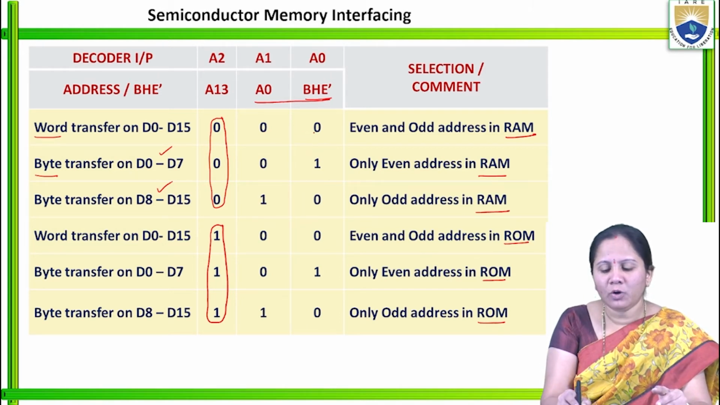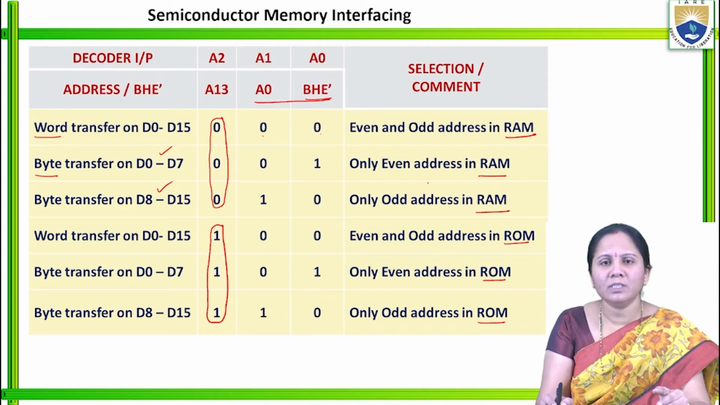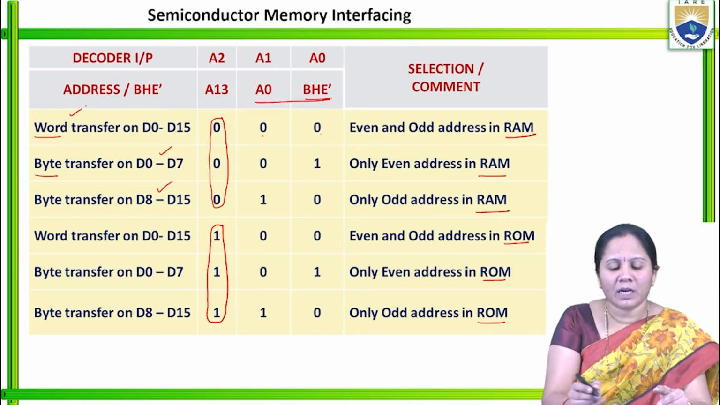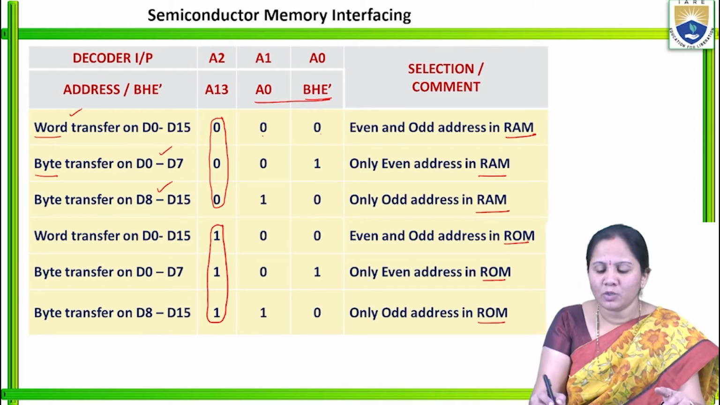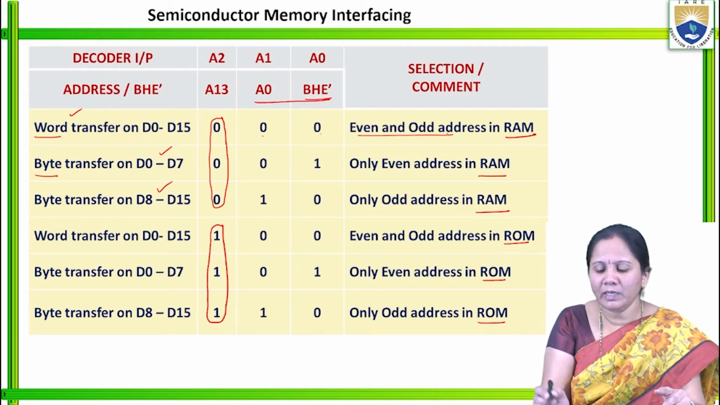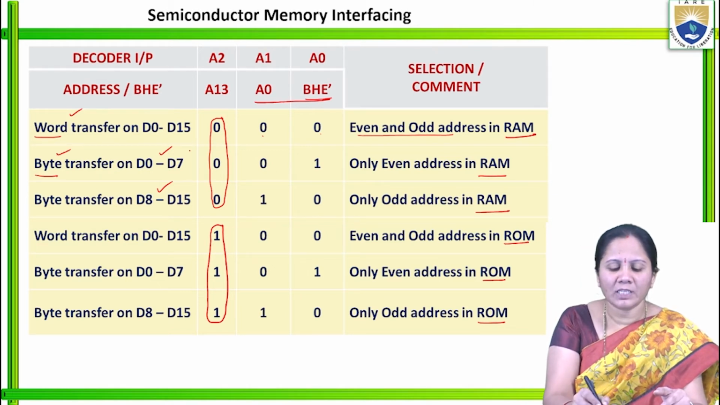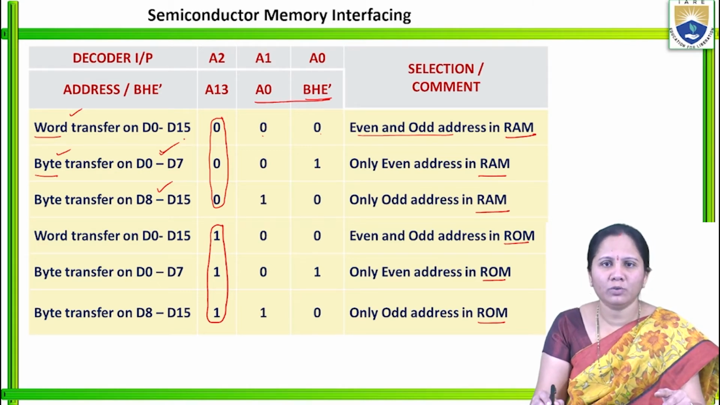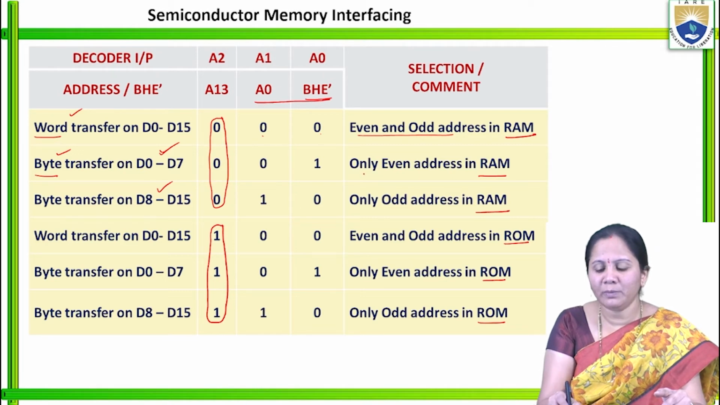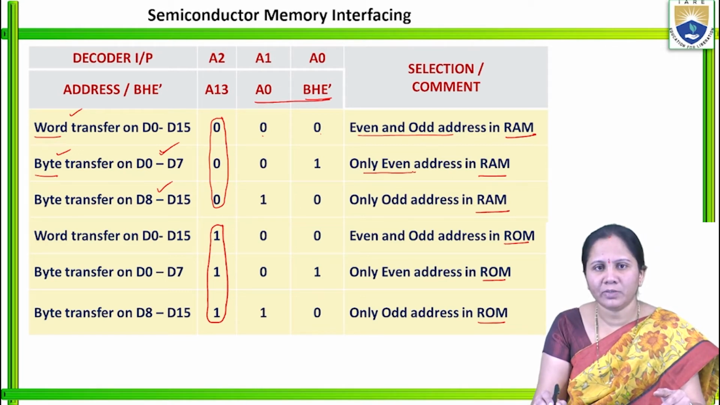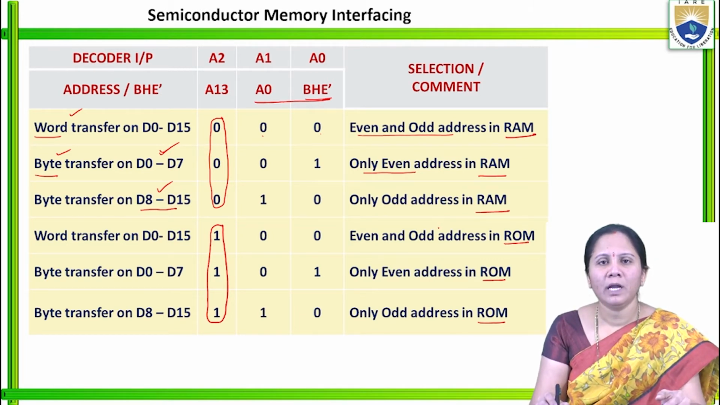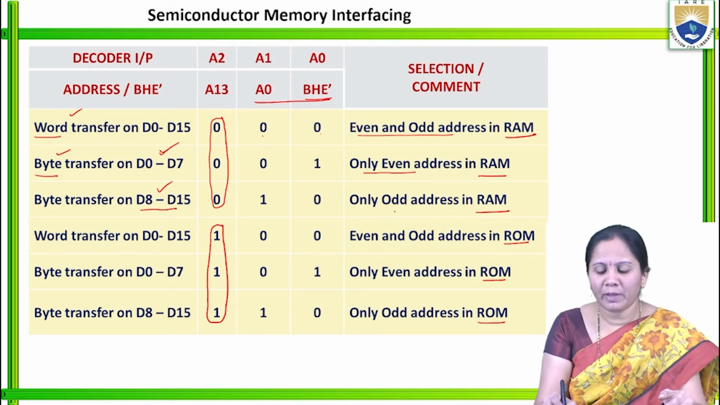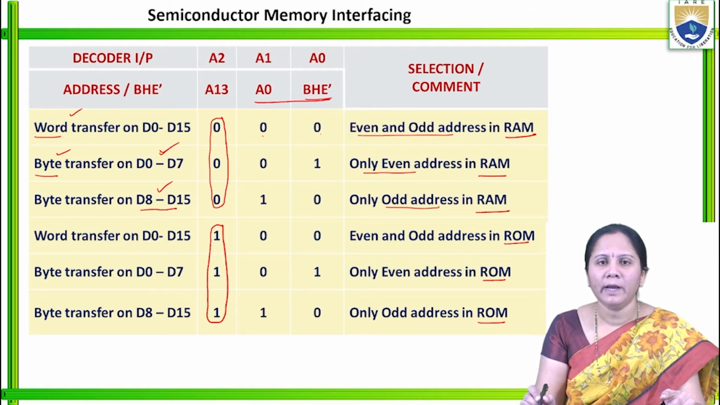So if A0 and BHE are both zeros, it is a word transfer. Here word transfer means a total of 16 bits, so it is considered as both even and odd address. If it is 0, 1, it is a byte transfer, that is the lower byte, D0 to D7. Here the lower byte is indicated as even address. And D8 to D15 is called the upper byte. If it is the upper byte, it is called the odd address.